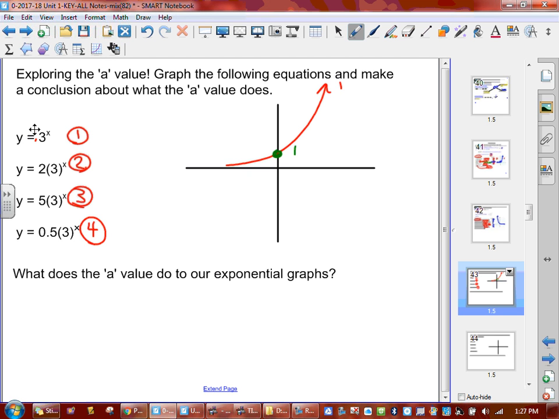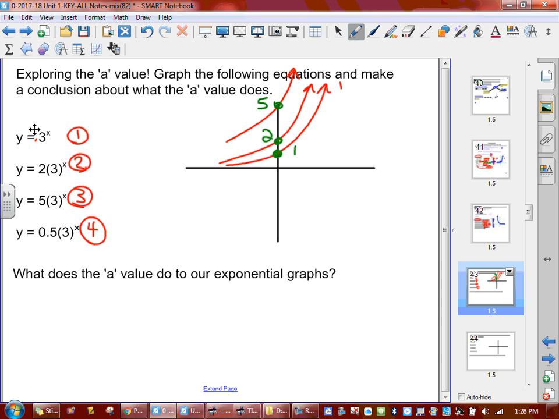Now the 2, what is the 2 going to do? Well, we're going to have the same flow. It's just going to be a little bit higher. It's going to be over here on positive 2. The 5 is going to be way up. And the 5 will be up here. They've got the same base number, so the shape of their curve will be identical. If they had different bases, the shape of their curve will be different.